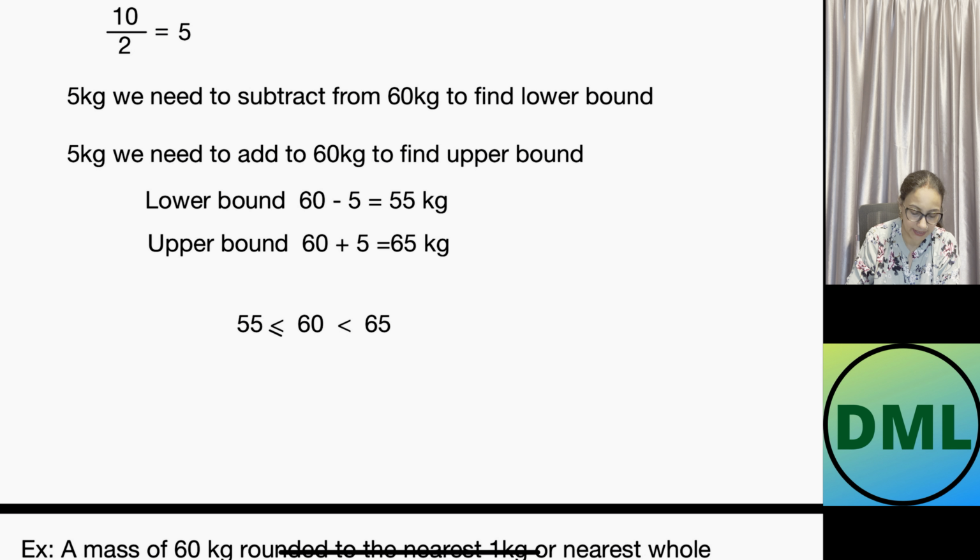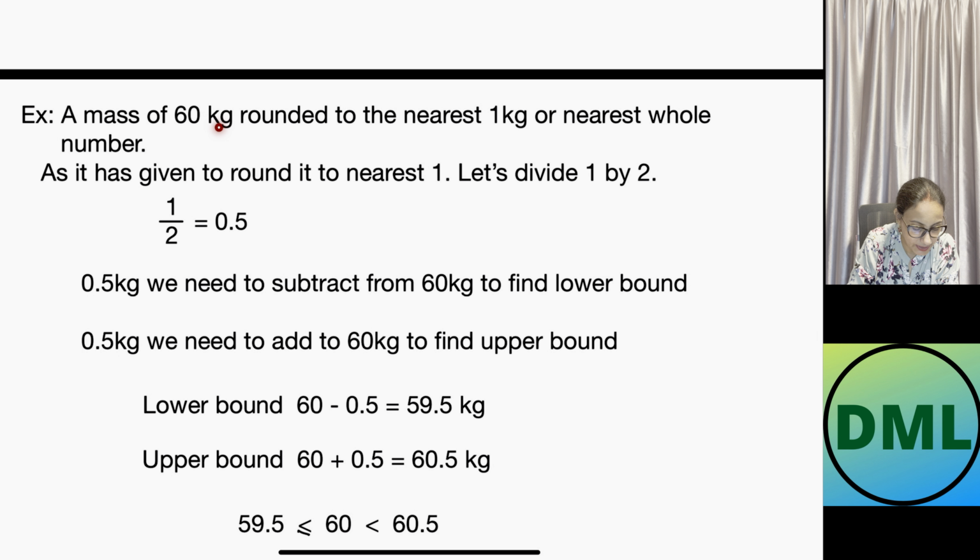Let's see one more example here. A mass of 60 kg rounded to the nearest 1 kg or nearest whole number. They can ask you any type. Either they tell you rounded off to the nearest whole number, or they can say the nearest 1 kg. This is the degree of accuracy you have.